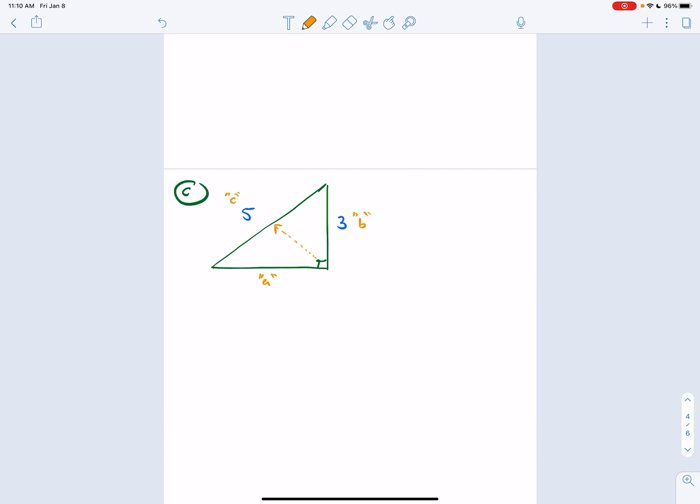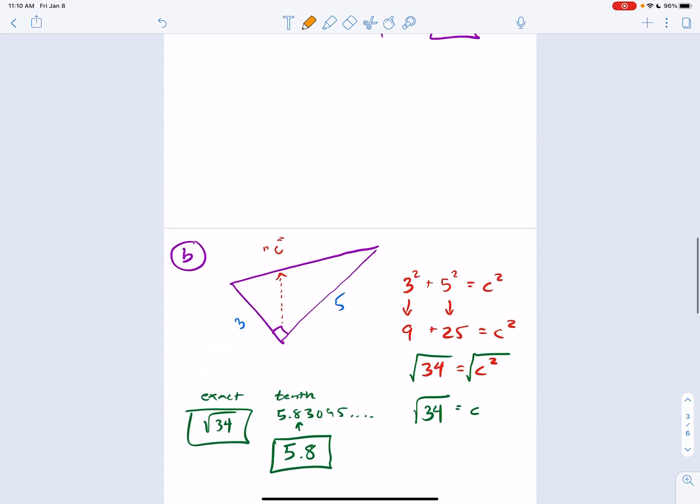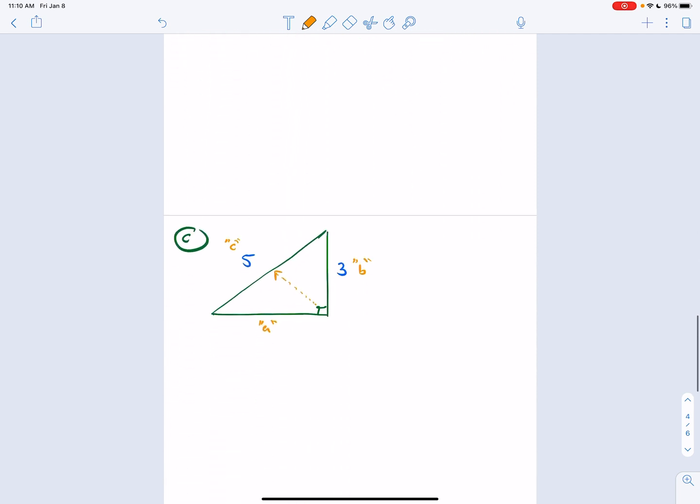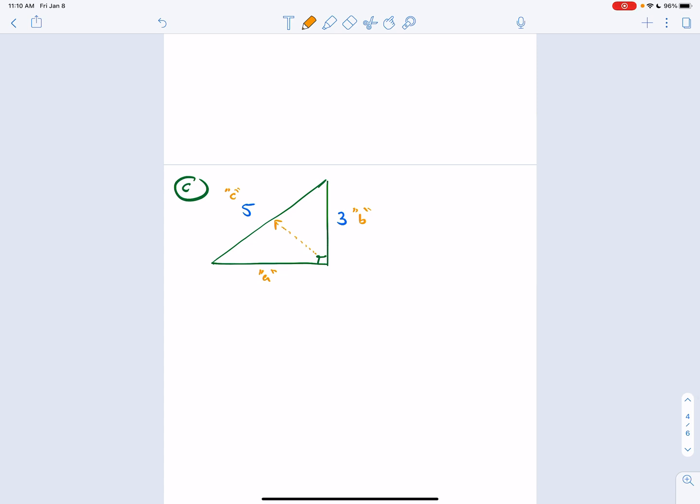Okay? So the missing value here is either A or B, depending on how you labeled it. But notice how in parts A and B, we had a hypotenuse missing. In part C, we actually have a leg that's missing, okay? So we're going to set this up the same way. We can say that this is a squared plus 3 squared equals 5 squared. Okay, so notice how the setup is a little bit different depending on which side you're looking for.